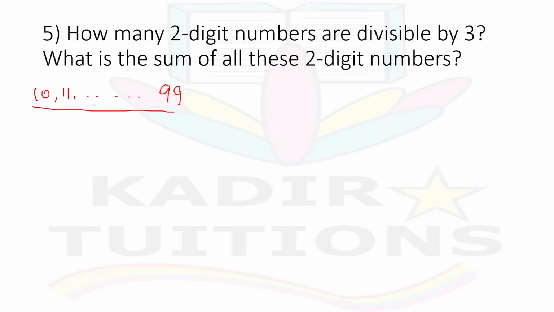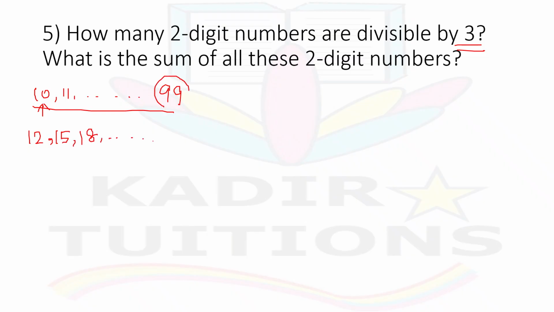But among this, what are all going to be divisible by 3, that we are going to check. So 10 is not divisible by 3. So after 10, which is the first number divisible by 3? It is 12. And after that, everything is going to be plus 3, plus 3. So it's going to be 15 and 18, like that it will keep on going.